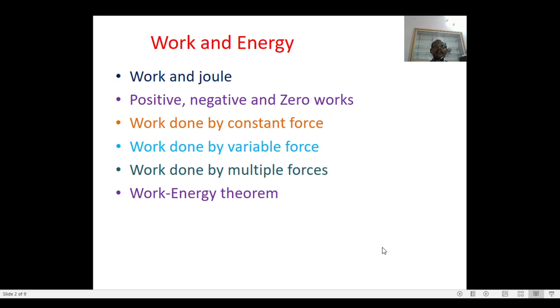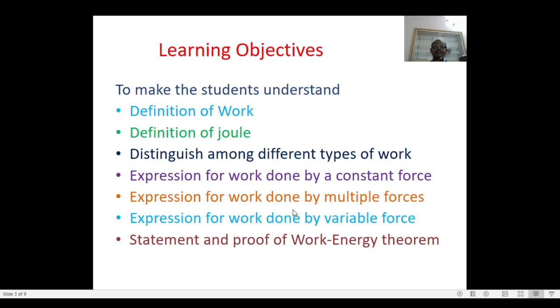This topic includes work and energy, definition of work and its unit joule, different types of work like positive, negative and zero work, work done by constant force, work done by variable force, work done by multiple forces, statement and proof of work energy theorem.